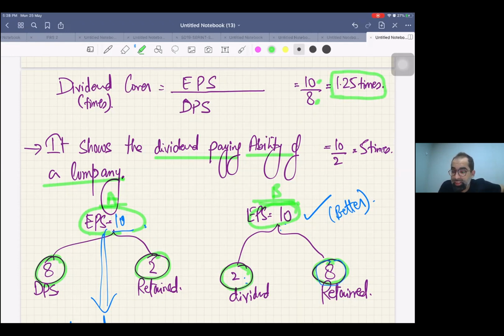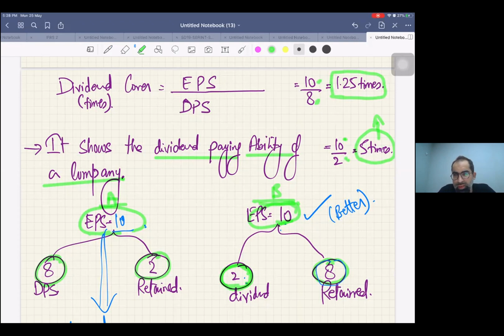Now let's come to the second company. The second company's EPS is $10 and DPS is just $2. So 10 upon 2 makes 5 times. Now I have proved that the second company is better. Higher dividend cover is better, because dividend cover means the dividend paying ability of the company. If the dividend paying ability is higher, it's good for shareholders who want dividends. So 5 times is better than 1.25 times.